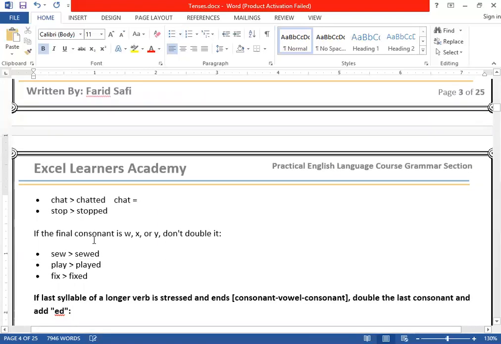If the final consonant is W, X, or Y, don't double it. In case it follows that formula consonant, for example, play, P-L-A-Y. It follows the formula, but Y is at the end, so it is not doubled.